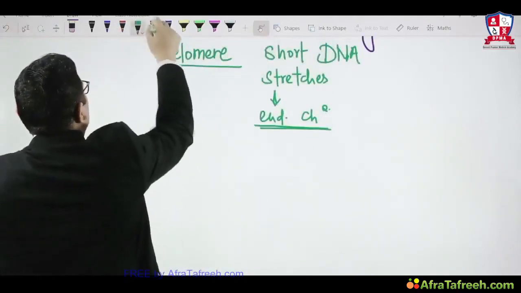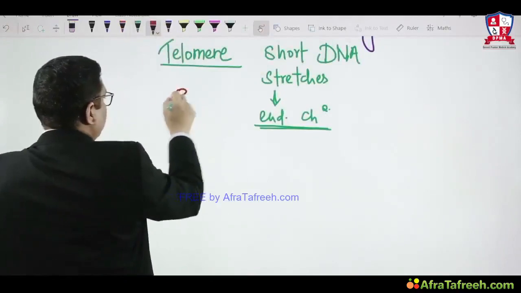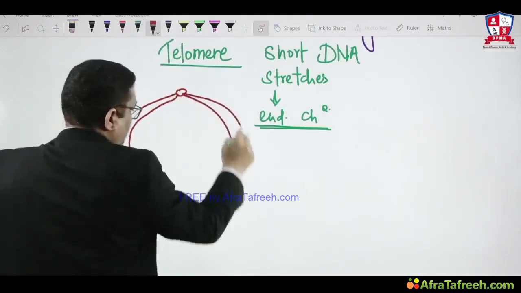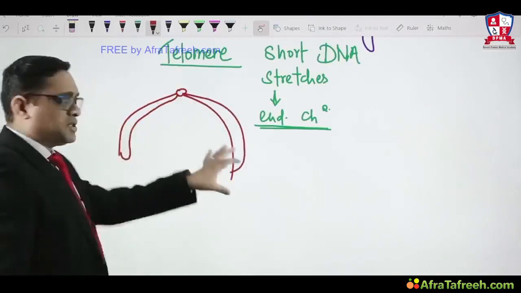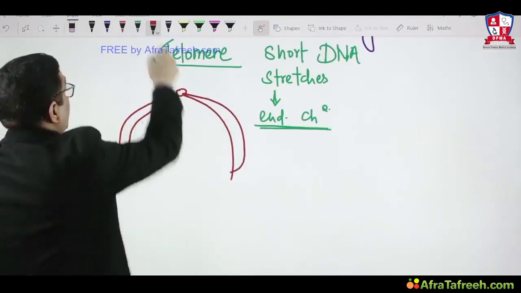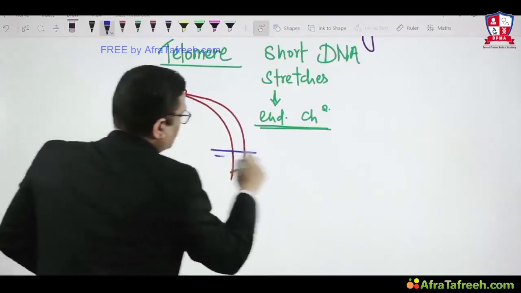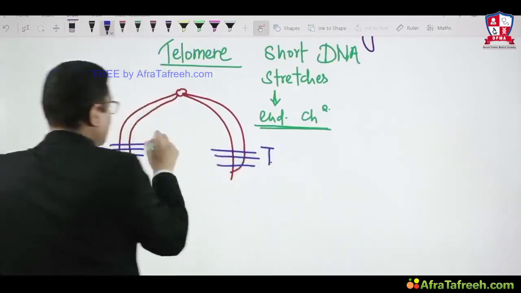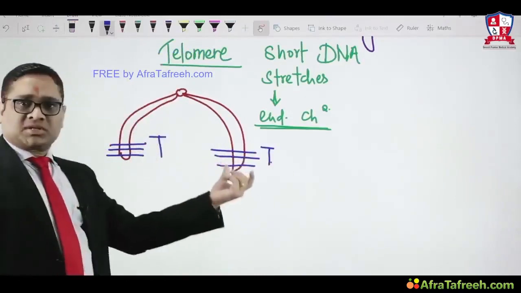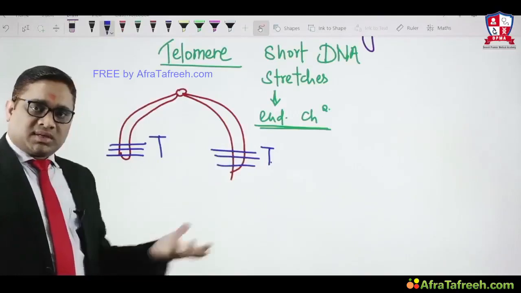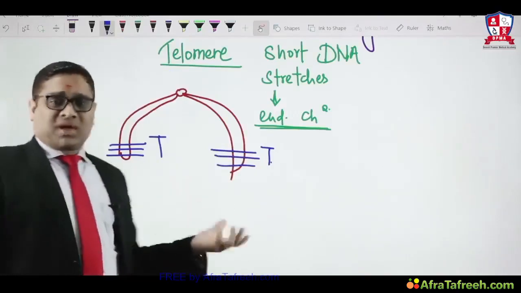Suppose I am showing you this chromosome: this is the centromere, this is the short arm and this is the long arm. These are the two arms I am showing you. And telomeres are these, the three blue things which I am writing as T for telomere. So short stretches of DNA at the end of a chromosome are called telomeres. That's all.